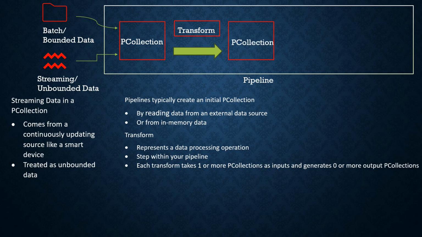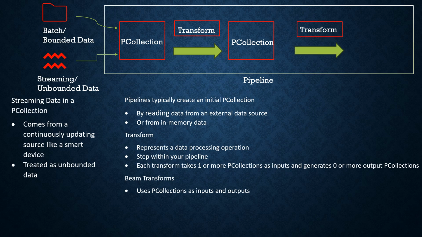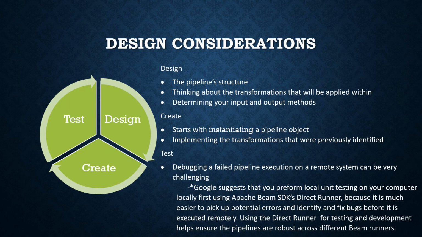Your transformations represent a data processing operation. It is a step within your pipeline. Each transformation takes one or more PCollections as inputs and generates 0 or more output PCollections. Your Beam transforms use PCollections as inputs and outputs. Your multiple transforms are steps that will define your pipeline. The pipeline lifecycle has 3 stages. And now this is under design considerations.